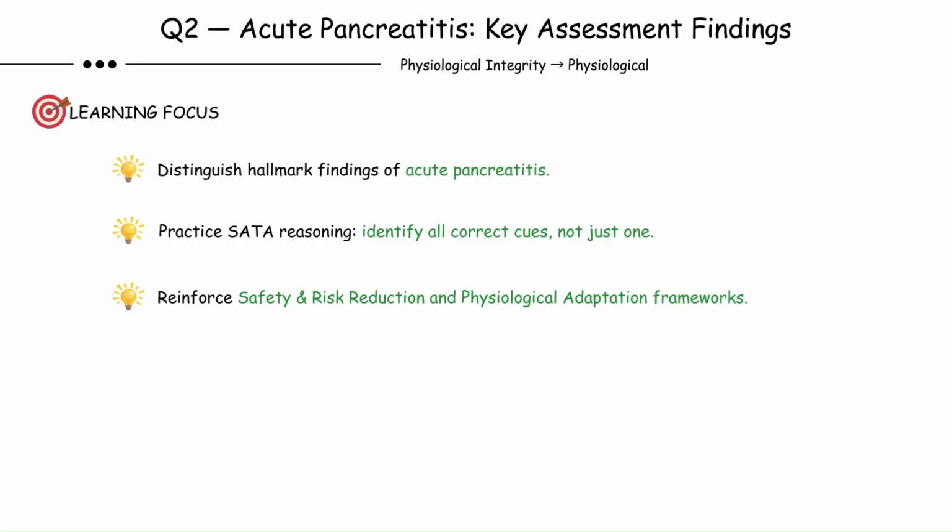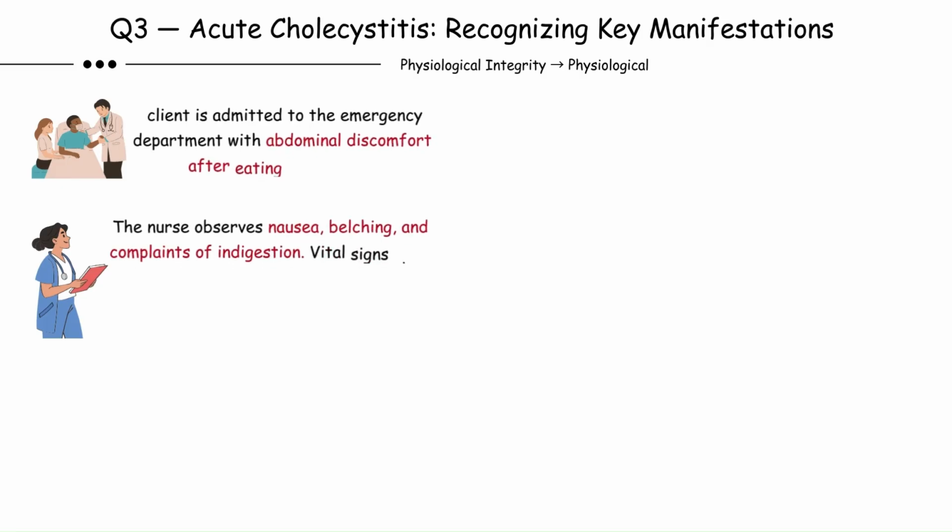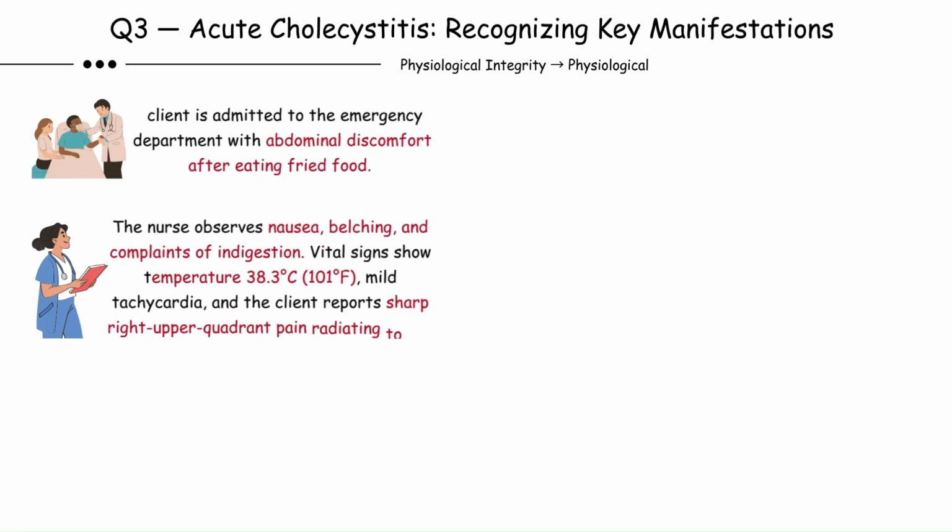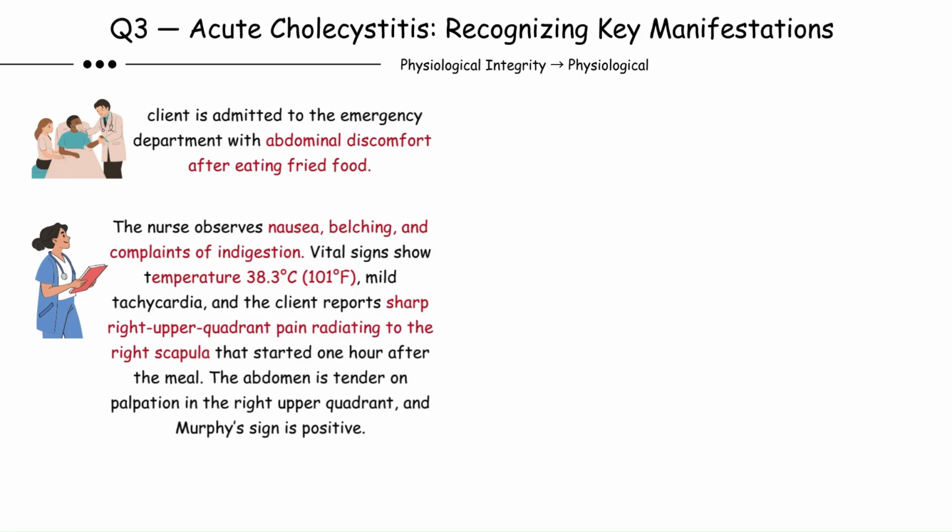Let's continue to the next question. Question 3. Acute cholecystitis, recognizing key manifestations. A 50-year-old client presents after eating fried food. They report nausea, belching, and indigestion. Temperature is 38.3 degrees Celsius. Mild tachycardia is present, and there is sharp right upper quadrant pain radiating to the right scapula. Pain began about 1 hour after the meal.